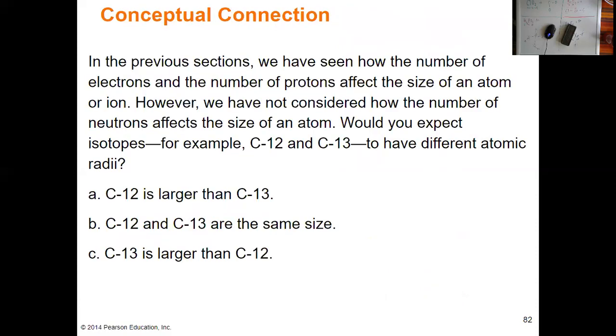So take a look at this question and see what you think about it. In the previous sections, we've seen how the number of electrons and the number of protons affect the size of an atom or an ion. However, we have not considered how the number of neutrons affects the size of an atom. Would you expect isotopes, so in this example, we're talking about C12 and C13, to have different atomic radii? So try to reason that out.